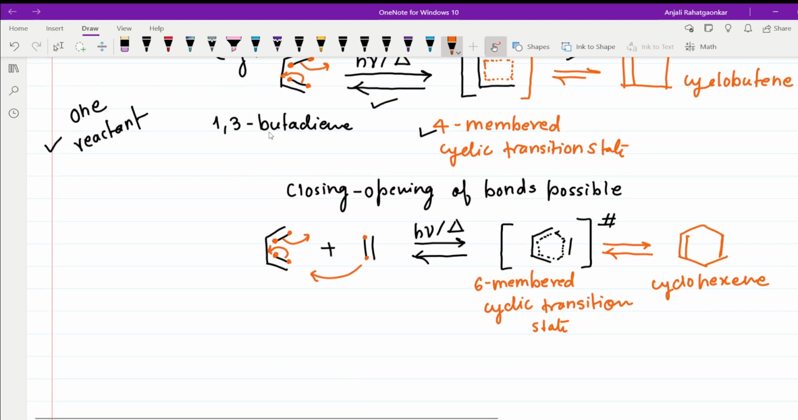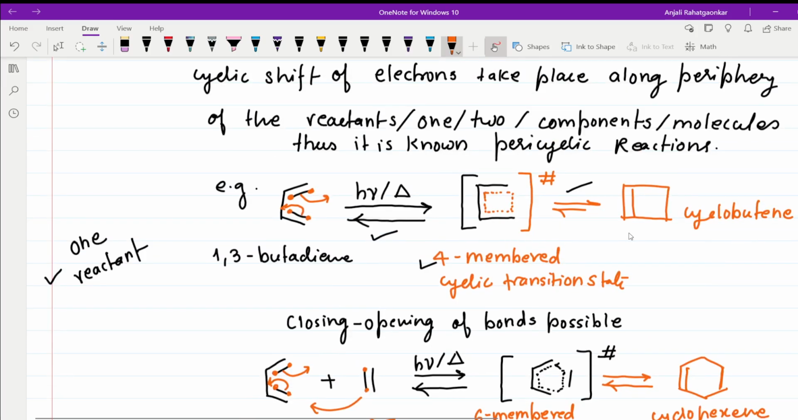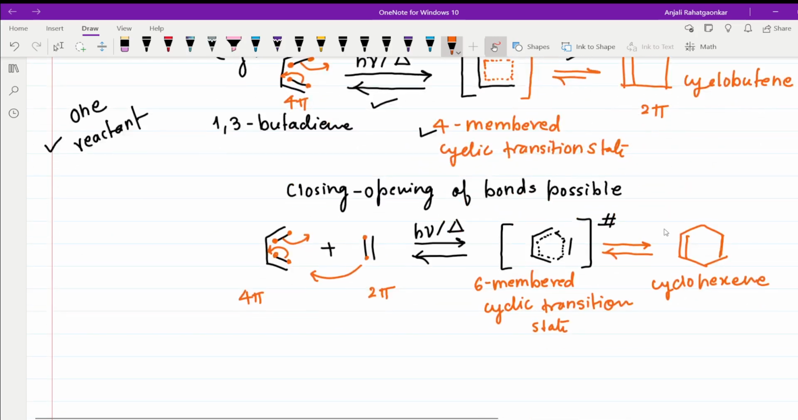So here I can see how many pi electrons there are. I have 4 pi electrons. Here I have 2 pi electrons. Here you can see that the number of pi bonds is reduced. Here also the number of pi bonds is reduced. Here we have the 4 pi system, and in the product we obtain only 2 pi. Here we are using 4 pi electrons. Here I am using 6 pi electrons, and I am only getting 2 pi electrons and one bond.